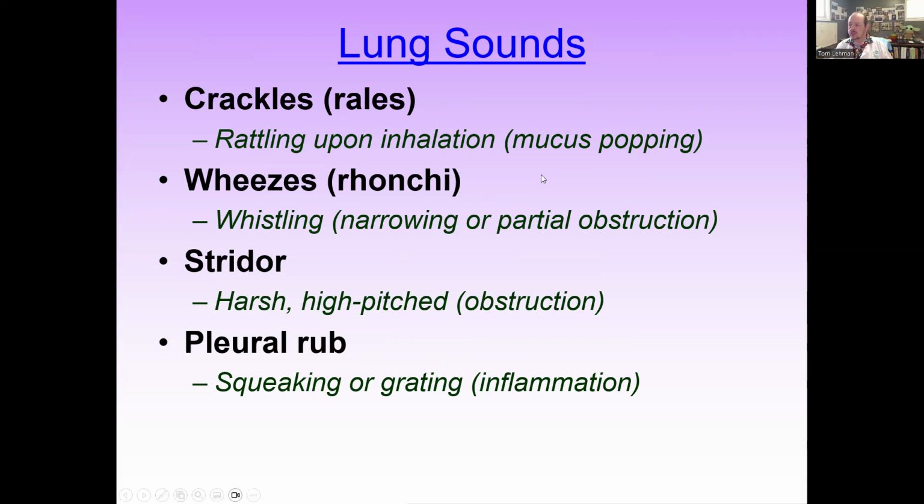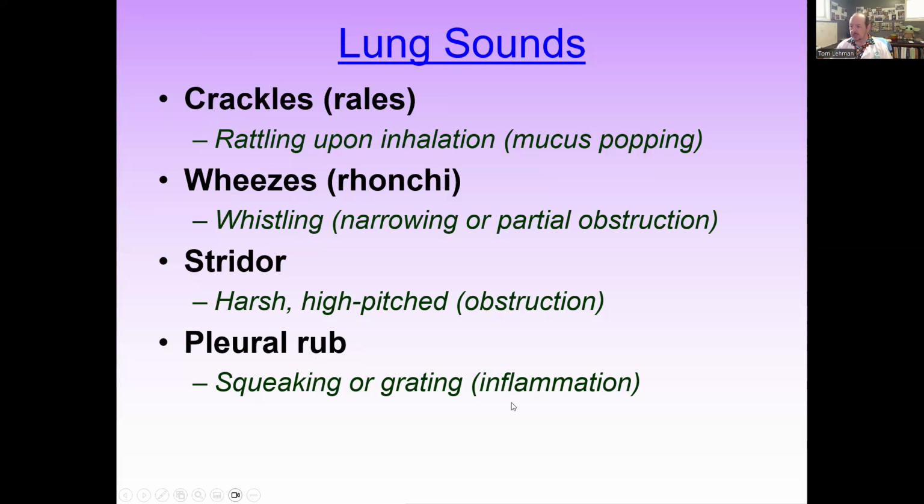Wheezes are an indication of an obstruction. So if a patient, for example, has asthma, or has severe allergies to the point that it's constricting the windpipe, they have this almost whistling sound as they breathe. Stridor is a high-pitched sound, almost like a harsh, barking sound. This is usually an indication of a complete obstruction, for example if someone has aspirated food into the respiratory system.